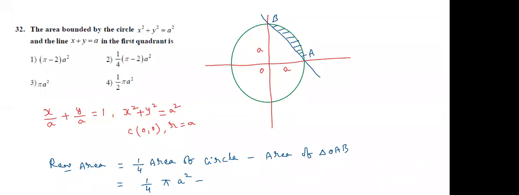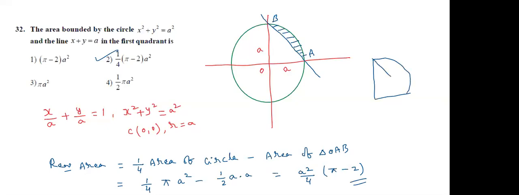How to find out that area? Half into base into height, a into a. So by observing the options, take a square by 4 common, remaining we get pi minus 2. This is the answer. Students, which option is correct? A square by 4 into pi minus 2. The second option is correct.